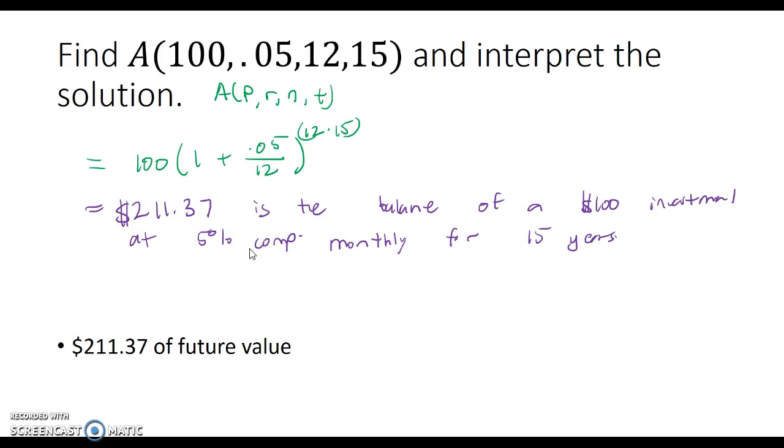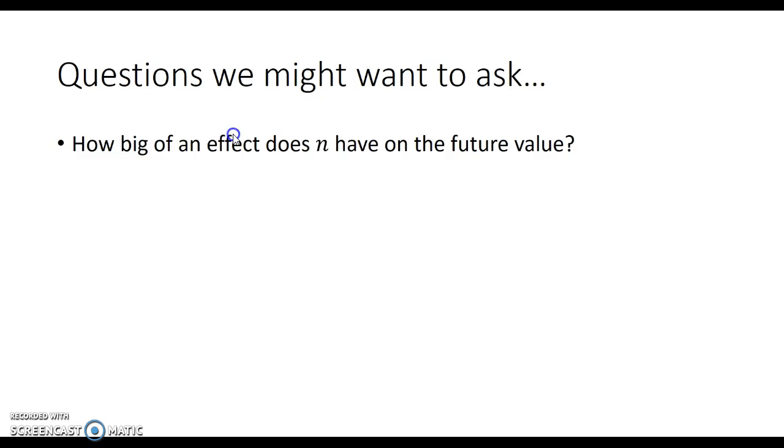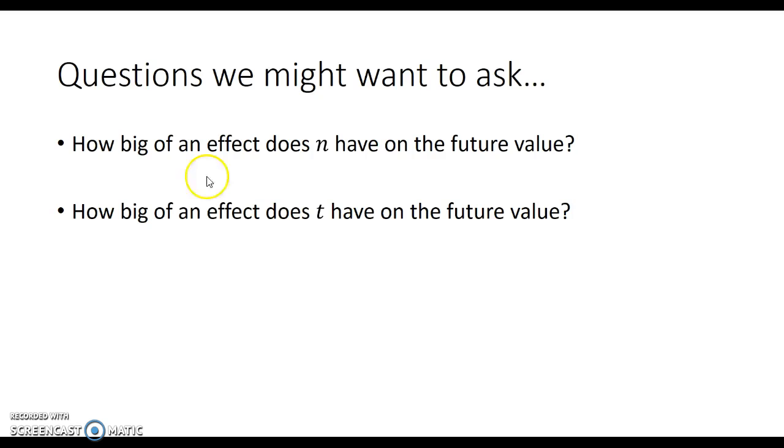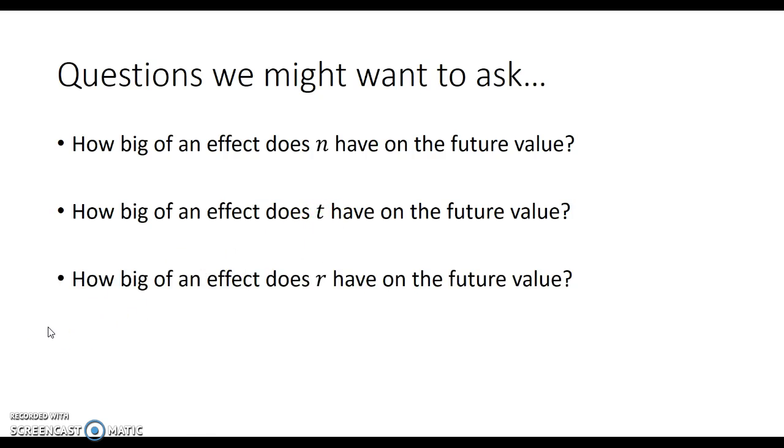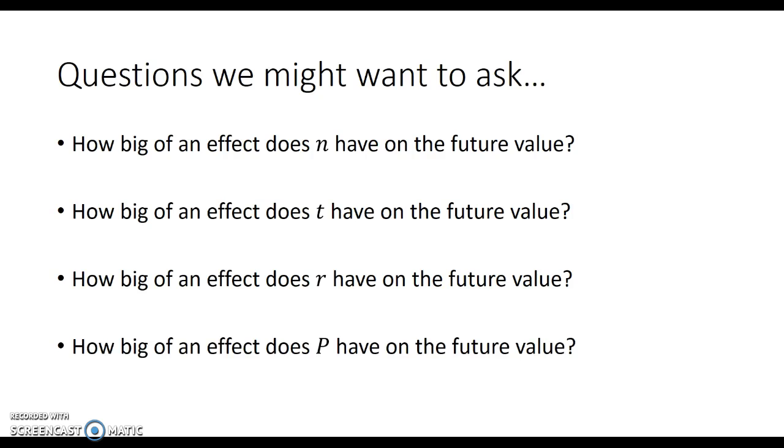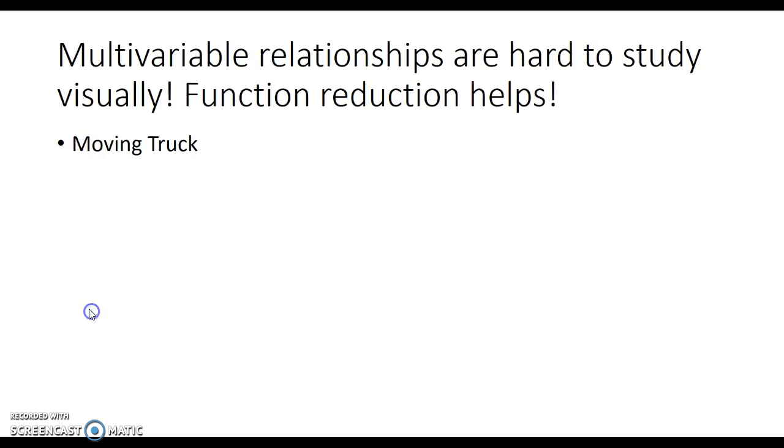But that's not often what we want to do. Oftentimes what we want to do is study the relationship between the output variable and one of the input variables. So questions we might want to ask are, how big of an effect does n have on the future value? So maybe I want to write an equation that has f as a function of n. Or maybe a function of t, which is what we've been familiar with, looking at this idea that t affects the future value. How big of an effect does r have on the future value? So if you increase the interest rate by 1%, what will that do? How big of an effect does p have on the future value? What will one more dollar do to your investment?